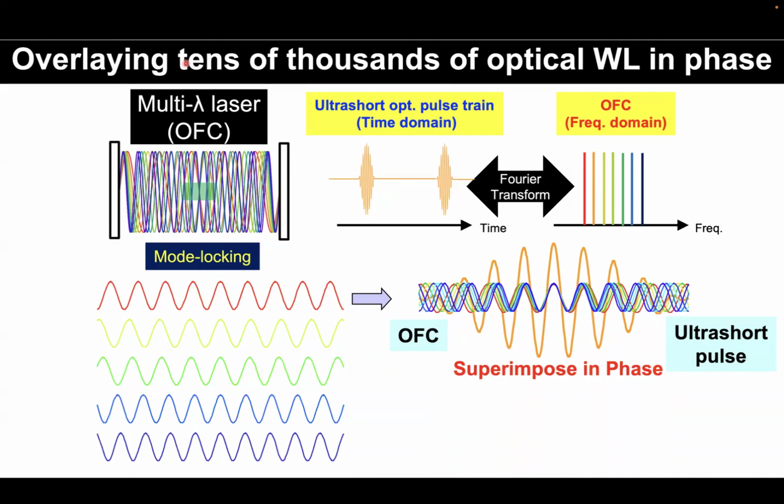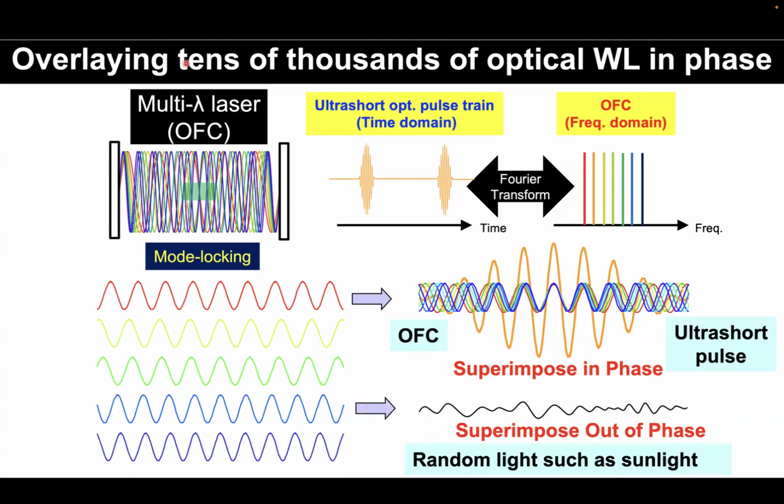However, if we add the same wavelengths with a random phase relationship, they don't combine into a pulse. The result is just random light.